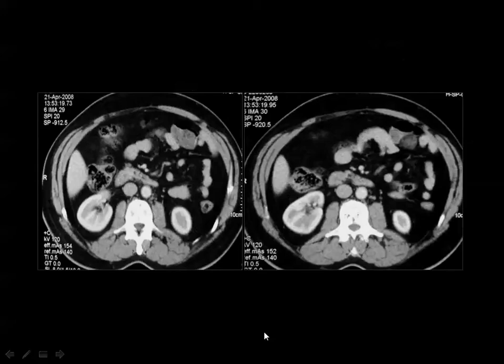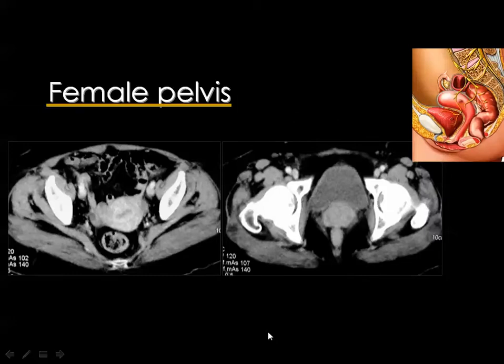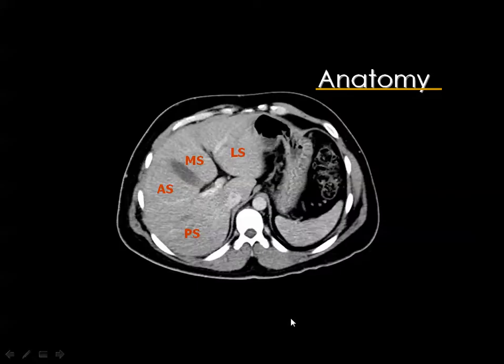Then if you come to the female pelvis, look at this image, and you can see this is the urinary bladder, and this is the uterus, and here is the colon. And you know that the fundus of the uterus and the body of the uterus are above the urinary bladder, while the cervix is present between the urinary bladder and the rectum. Then this is the body of the uterus, as you can see here, and this is the cervix, which is located between the urinary bladder and the rectum, as you can see here.